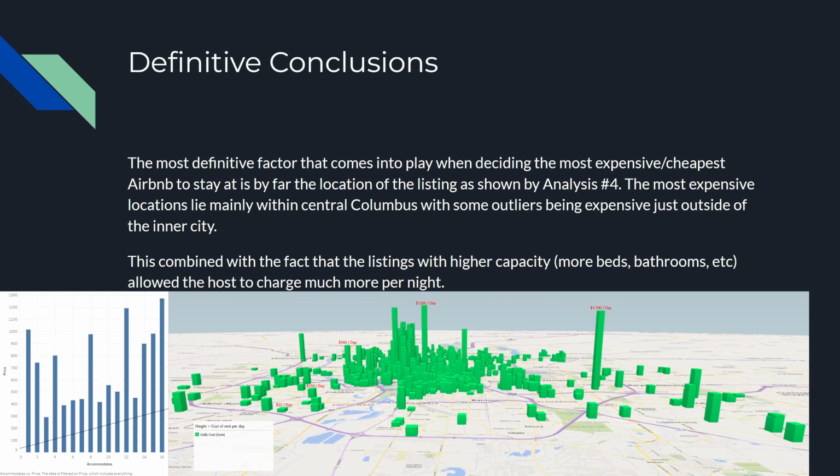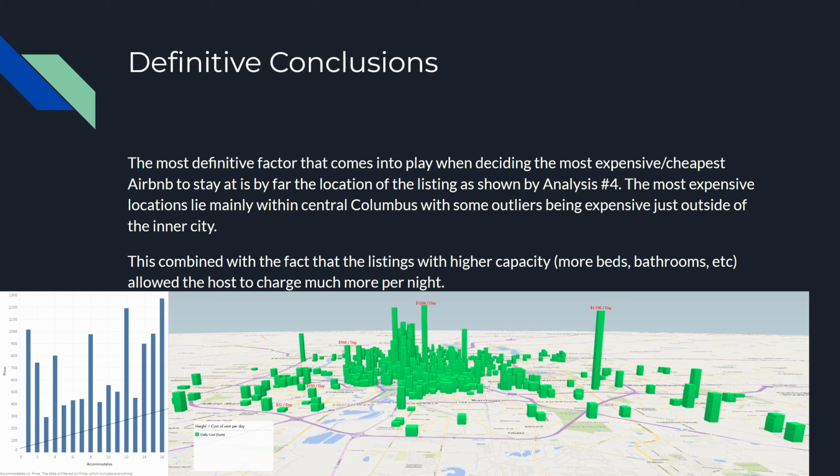So as for the conclusion of this data, the most definitive factors that come into play with the price of the Airbnb seem to be the location and the amount of people that can stay at the Airbnb, as shown in analysis 1 and analysis 4. So a person shopping for Airbnbs on a budget in Columbus should most certainly stray away from the inner city and focus more on the outskirts if entirely possible.